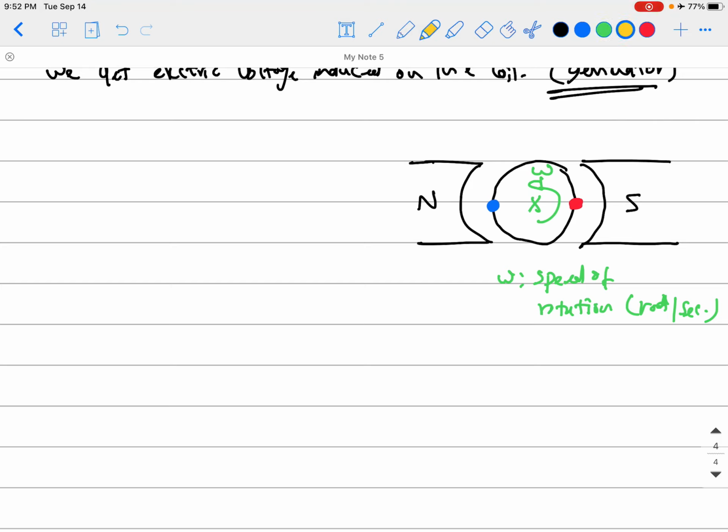Now this cuts the magnetic flux lines coming from this pole, so the North Pole will project magnetic flux like this, going from the North Pole to the South Pole. So you will have flux lines like this, something like this. And now these flux lines cut your coil, which is the red and blue dots, those are your coil sides.